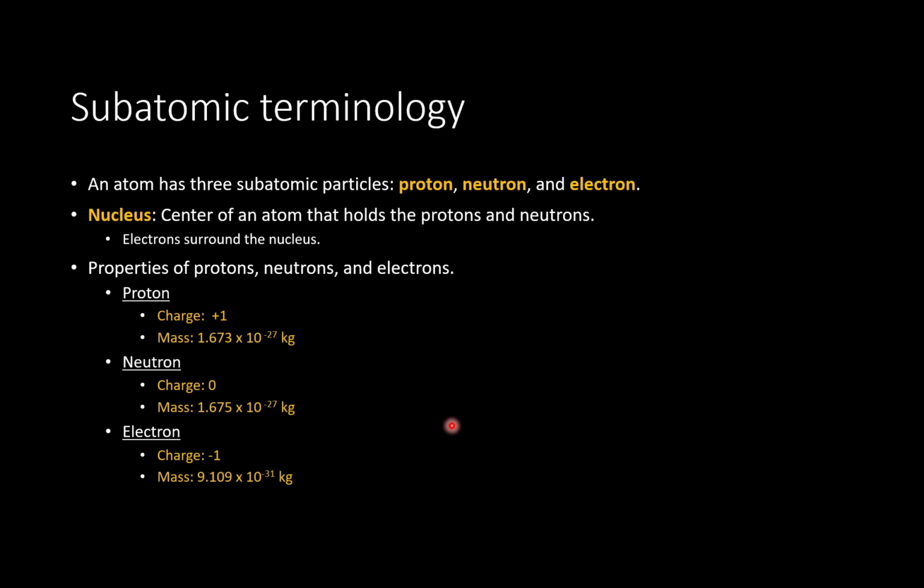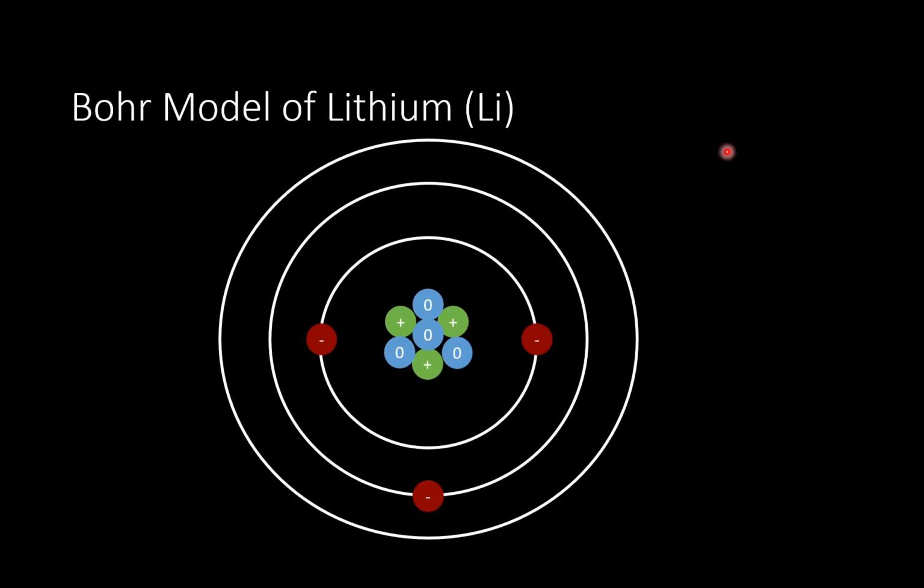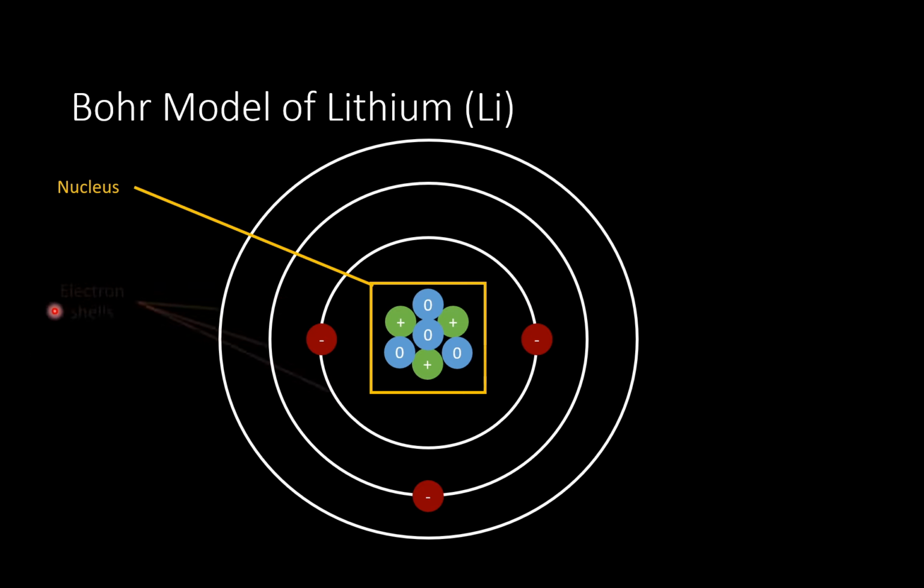Now that we have familiarized ourselves with these concepts, let's look at how these subatomic particles are organized by looking at a Bohr diagram of lithium. So here's a Bohr model of lithium. The first thing you can identify is the nucleus, since that's the center of the atom. The next thing you may have noticed is that these electrons are part of this ring-shaped structure. These ring-shaped structures are called electron shells.